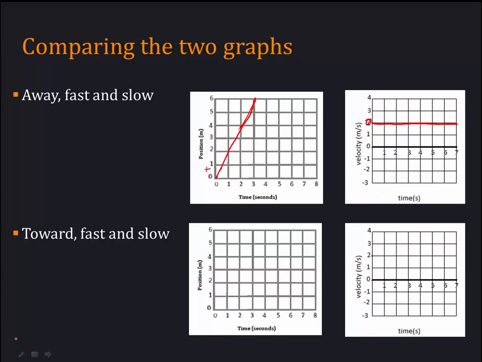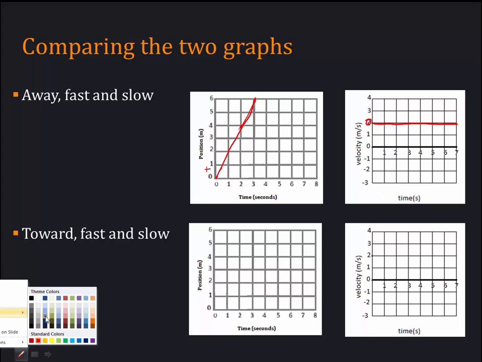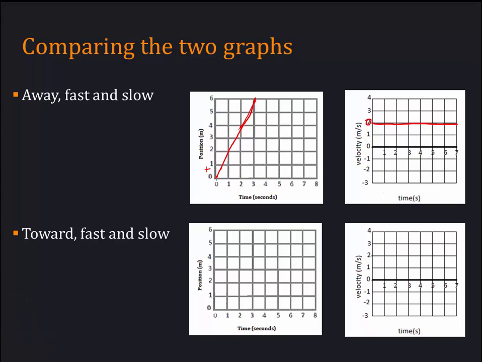Now, if I was going to go slower, let me do this one in a different color. Let's go with blue. Okay? At a slow constant speed, let's say half a meter per second. So in 2 seconds I go 1 meter.